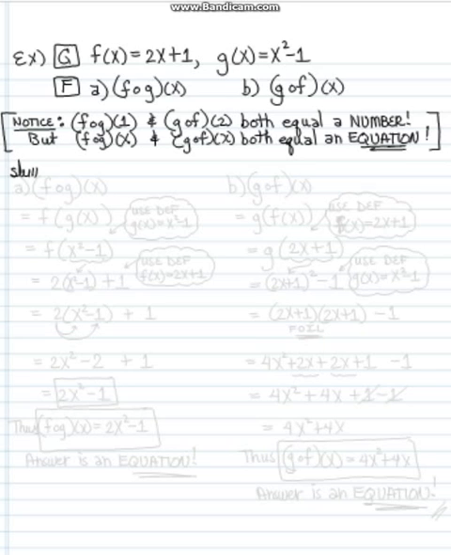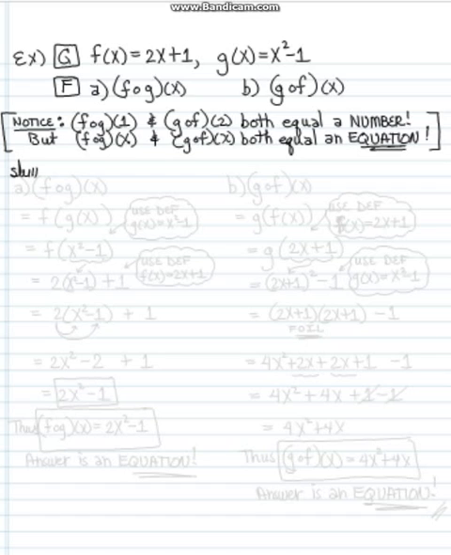We're given two functions, f of x equals 2x plus 1 and g of x equals x squared minus 1. We're asked to find part A, f composite g of x, and part B, g composite f of x. Now here's what I want you to notice.